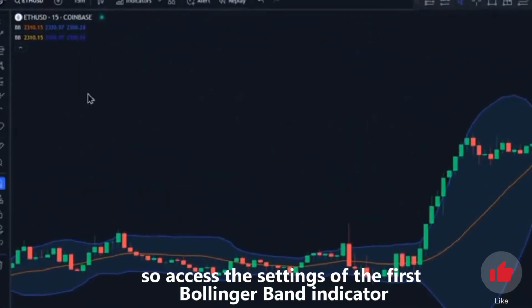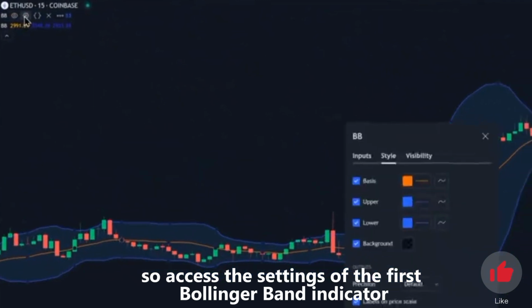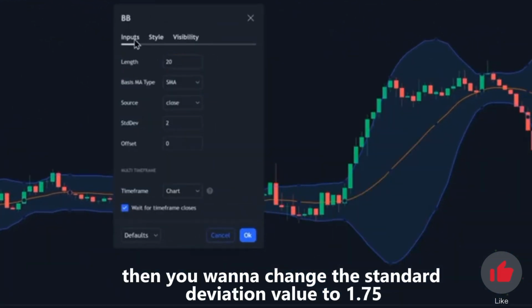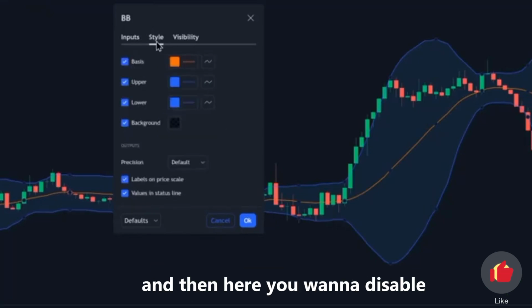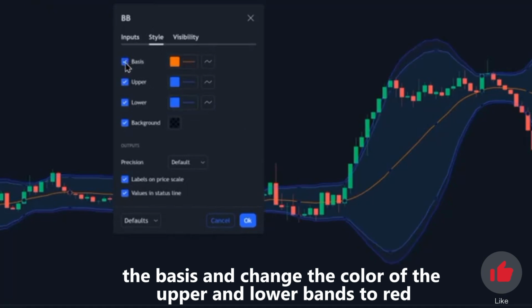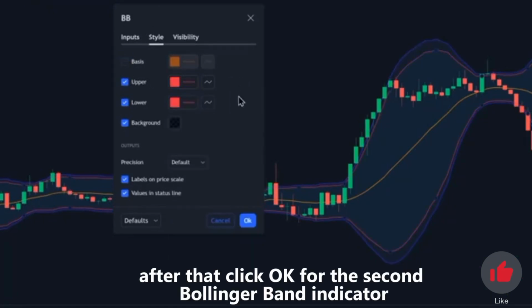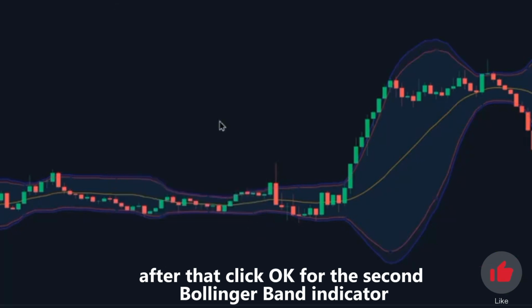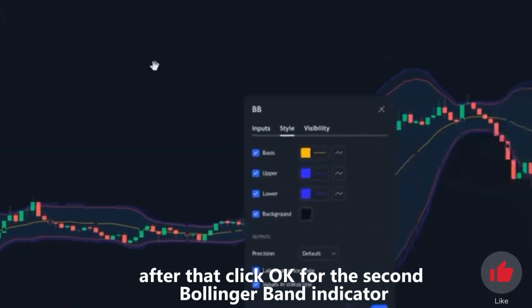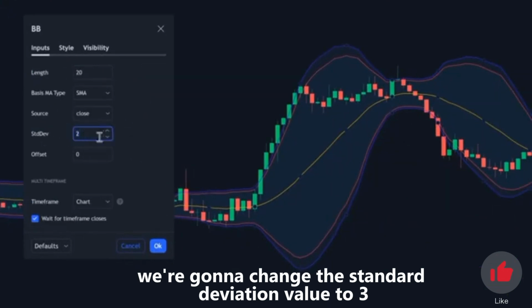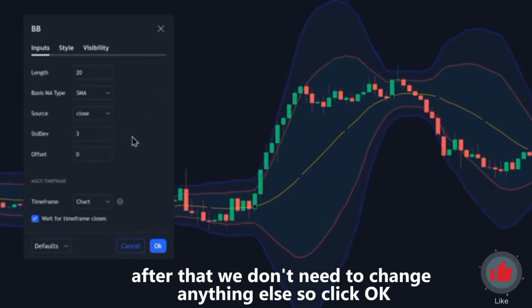So access the settings of the first Bollinger Band indicator. Then you want to change the standard deviation value to 1.75. Then head over to the Style tab, and then here you want to disable the basis and change the color of the upper and lower bands to red. After that, click OK. For the second Bollinger Band indicator, we're going to change the standard deviation value to 3. After that, we don't need to change anything else, so click OK.